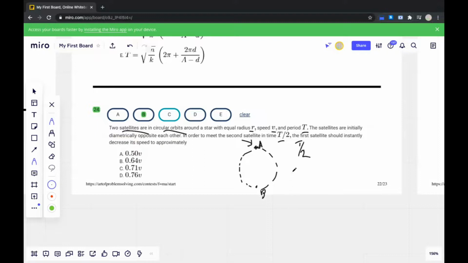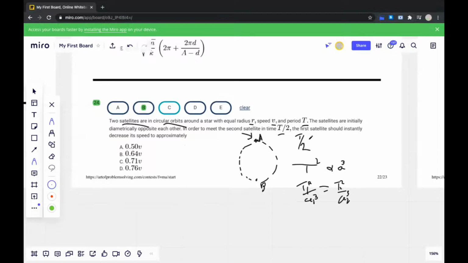Now we can use Kepler's third law, which says that t squared is proportional to a cubed. And this means that t1 squared over a1 cubed equals t2 squared over a2 cubed. Now we can find the new semi-major axis of the second satellite when it has a period of t over 2. So we just have to plug in t over 2 as t2 and solve for a2, where a1 is just going to be r because that's its semi-major axis.